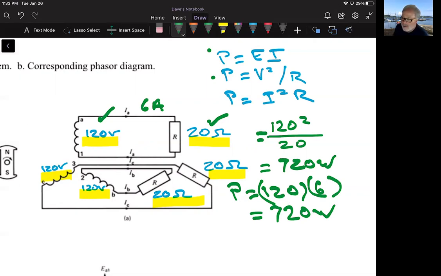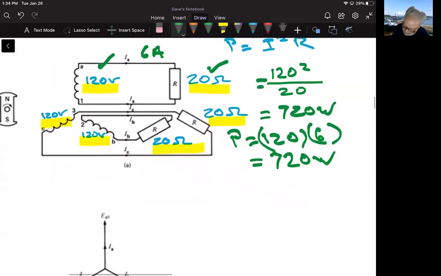And I agree with Mr. Wildy there that the easiest thing is to just use the values that you're given, and we were given voltage and resistance, so that's what we did.